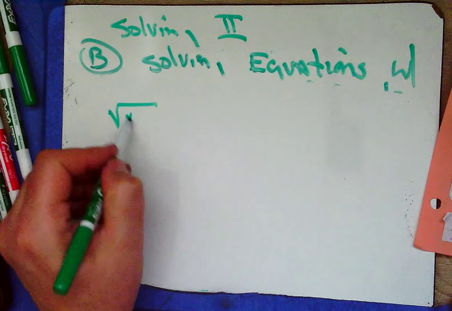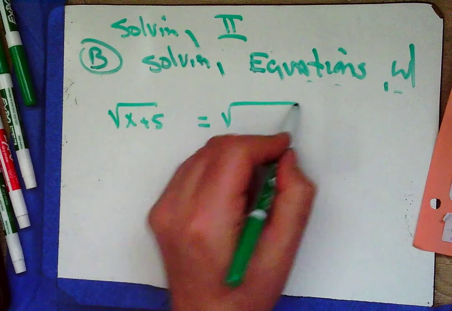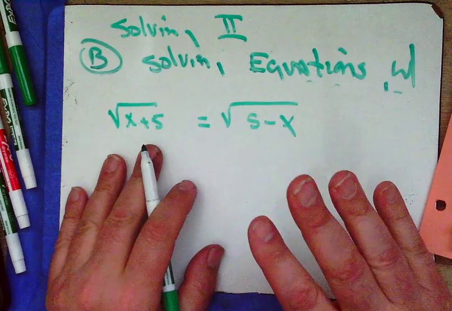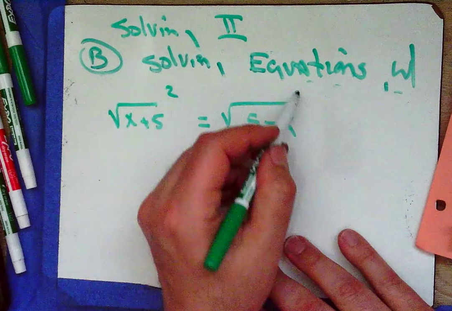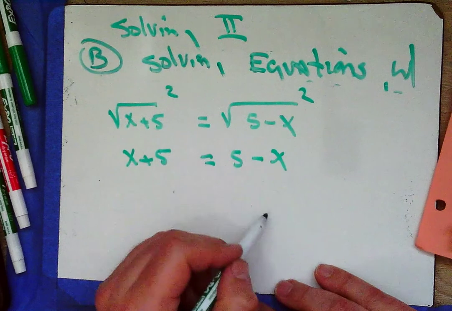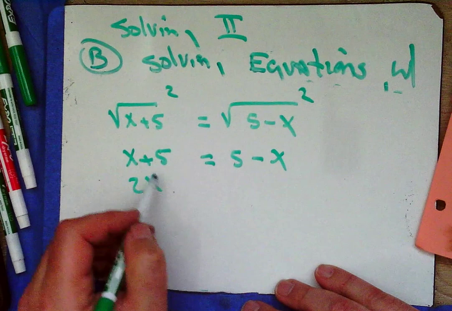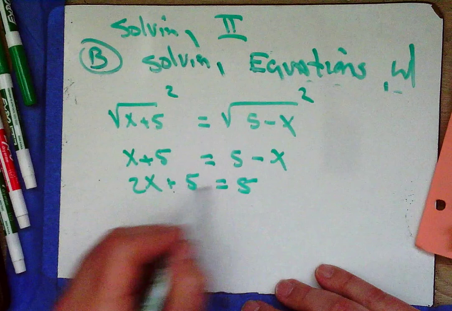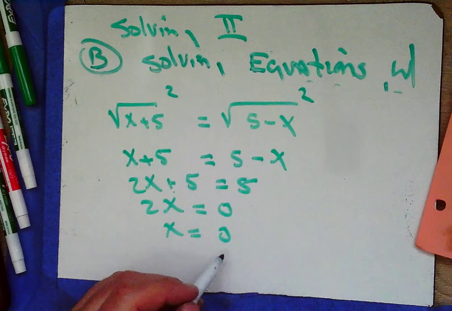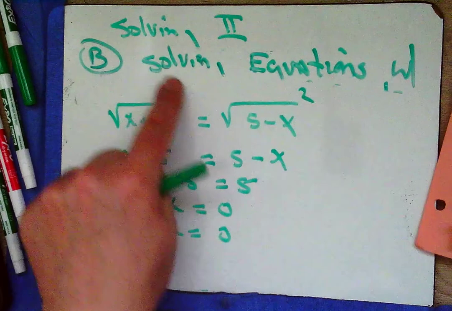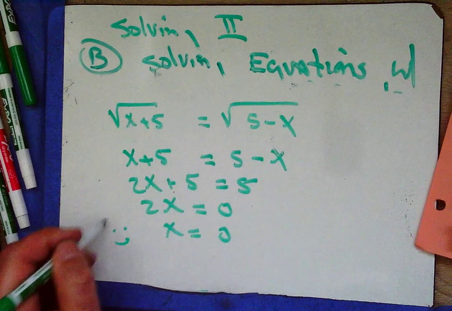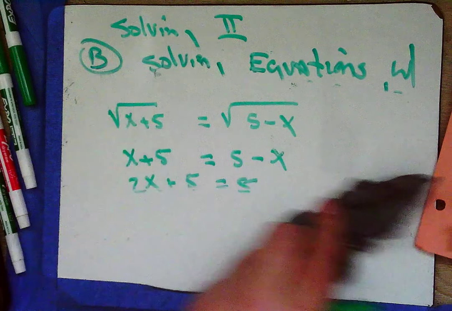Square root of x plus 5 equals square root of 5 minus x. Well, this is convenient. I've just got one radical here and one radical here, so why don't we square both sides? X plus 5 equals 5 minus x. Add x to both sides. I subtract 5. I get x equals 0. So does x equals 0 work? If I plug a 0 in there, and I plug a 0 in there, then I have square root of 5 equals square root of 5. That's great. No problems.